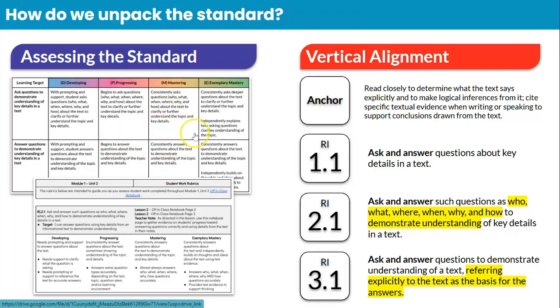For students to reach mastery, they need to be able to ask questions to clarify and answer questions to demonstrate understanding consistently in multiple texts. To track progress of RI 2.1 and the other standards in Unit 2, you can use the Unit 2 Student Work Rubric to assess different parts of the Off to Class notebook, which mirror the end of unit assessment.